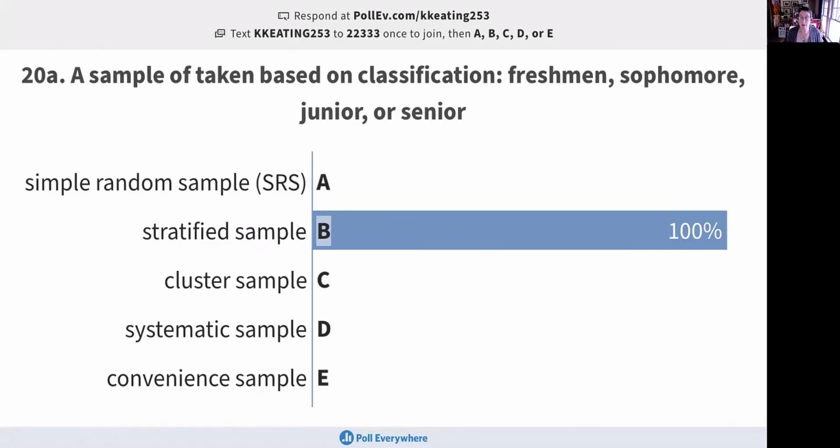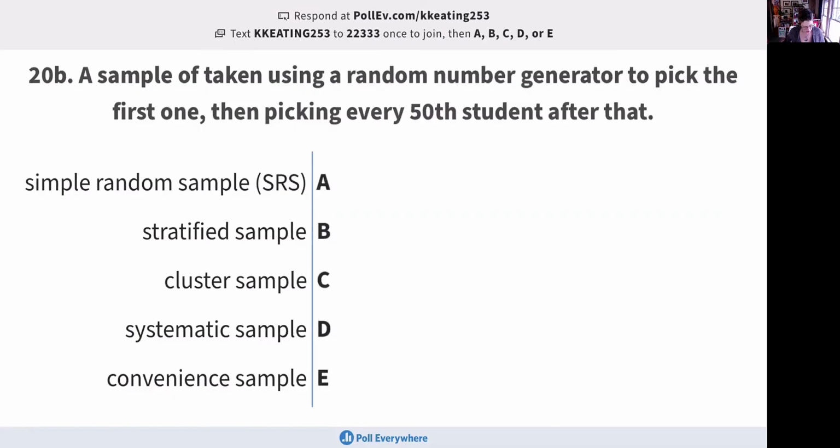You could do process of elimination on these. Is that a simple random? No, it's based on classification, which should tell you that it's either a stratified or a cluster sample. Good job. That is stratified because there are specific groups, and then we're taking 25 students from each group, and that's the key, from each group versus the entire group. Okay, let's go on to the next one.